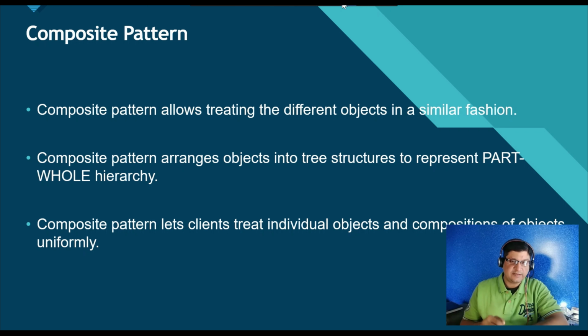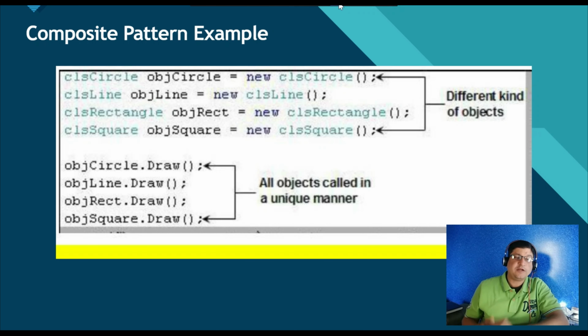In summary, a composite is a collection of objects. The composite pattern lets the client treat individual objects and composite objects in the same way. With me? Okay, now let's understand the composite design pattern in simple language.